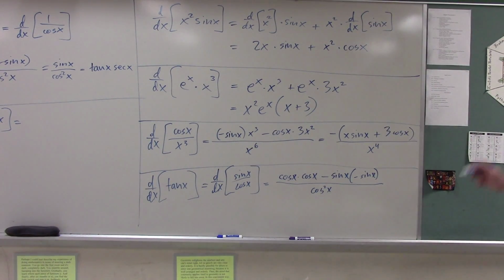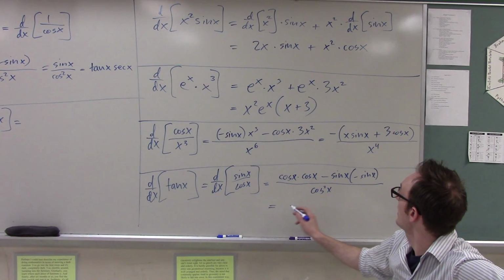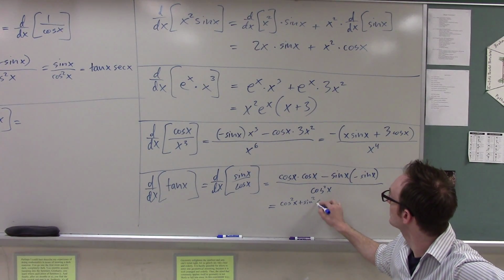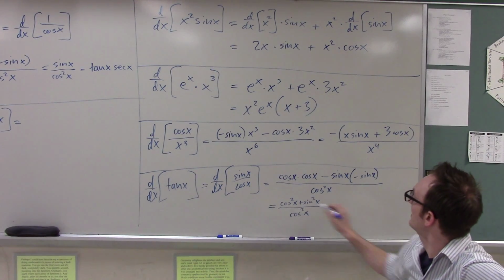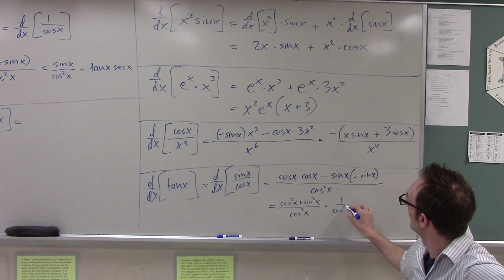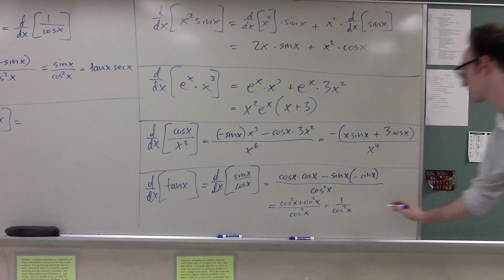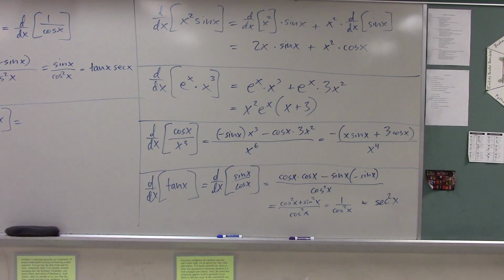Okay, but of course, if you're experienced with trigonometry, you see that this is just cosine squared x plus sine squared x over cosine squared x, and that top becomes just 1. So our final answer is 1 over cosine squared, or as it is reasonably put, secant squared.